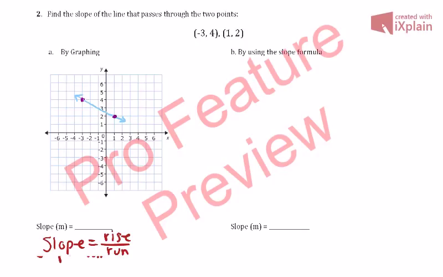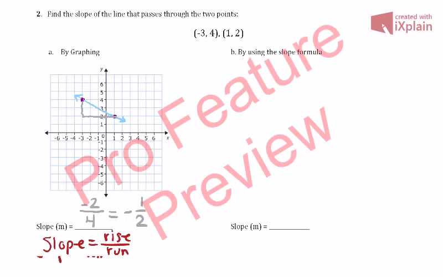Now if we take a look, starting at (-3, 4), we're going down 1, 2 to get to the second point. But since we're going down, it's going to be a -2. And now we're going to the right 1, 2, 3, 4. -2 over 4 just simplifies to -1/2. And that is our slope.